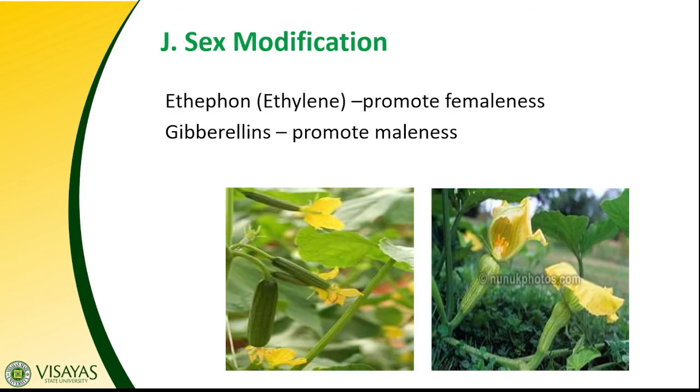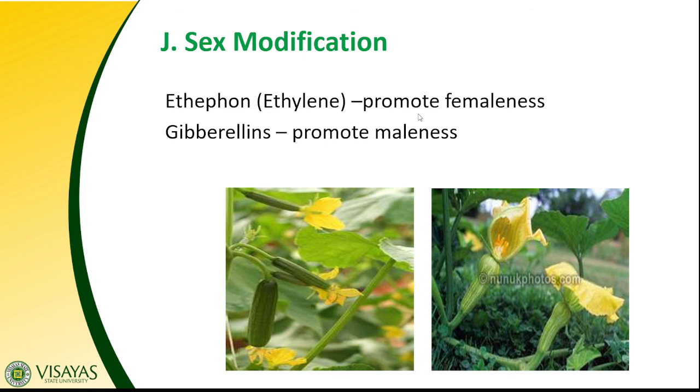And another practice is sex modification. This is the use of ethephon or ethylene, which promotes femaleness in cucurbits, and also gibberellins, which promotes maleness. So we can modify the sexes of the flowers produced by the cucurbits. If you want to have more female flowers, then we apply ethylene. And if you want to have more male flowers, we apply gibberellin.